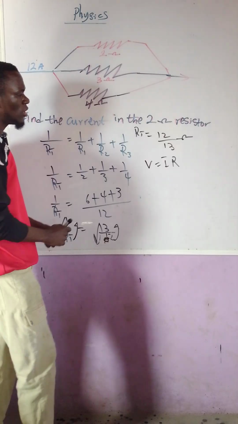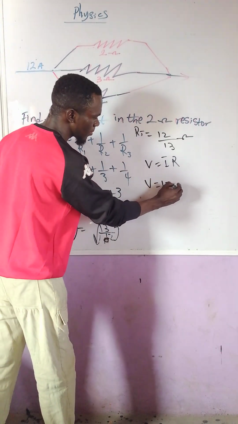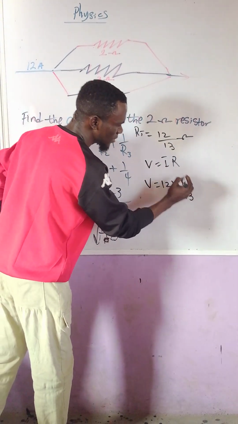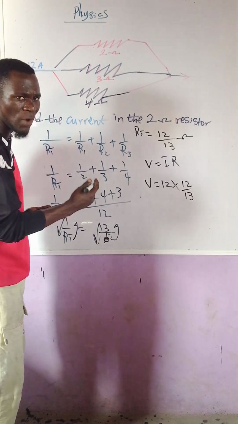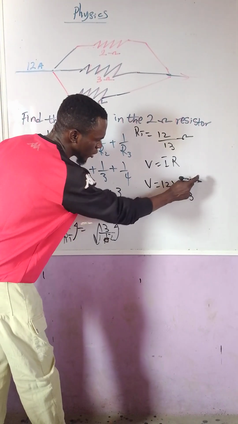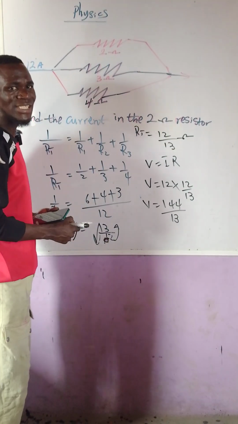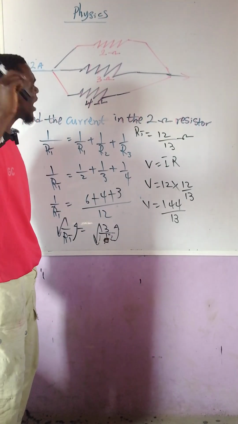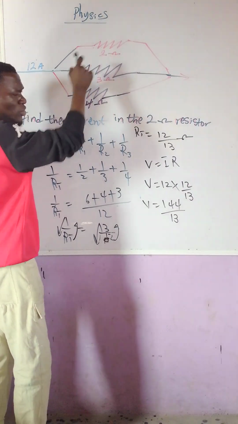Are we there now? So the voltage equals the current, 12 here, times the resistance, 12 over 13. 12 times 12 gives us 144, divided by 13. That's our voltage. But what we are actually asked to find is the current in these 2 ohms.